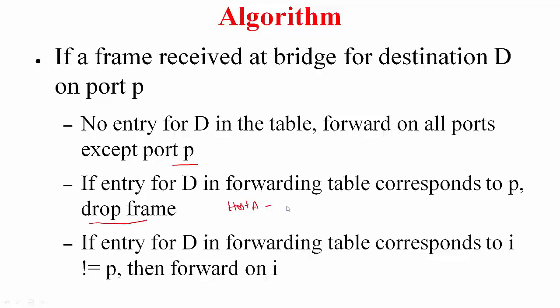This corresponds to the case earlier where host A sent to host B and this was received on port 0 of the bridge, and it knows that B is on the same port, so it doesn't have to do anything. It just drops the frame. Now the other case is if the entry for D in the forwarding table corresponds to some other port I which is not equal to P, then you forward just on I, not on the other ports.